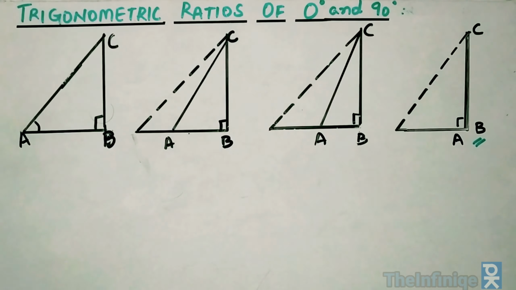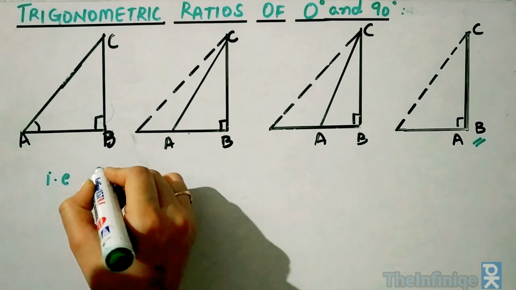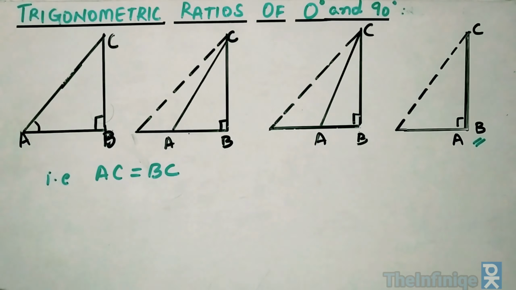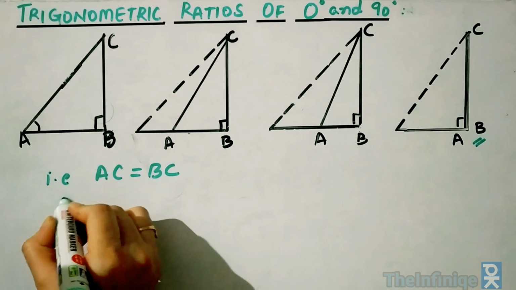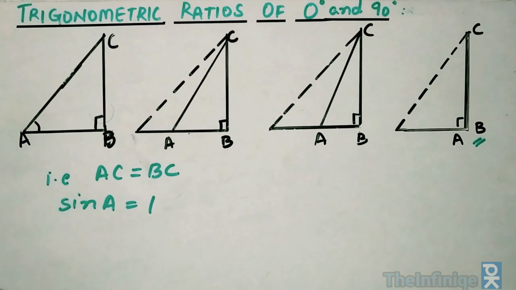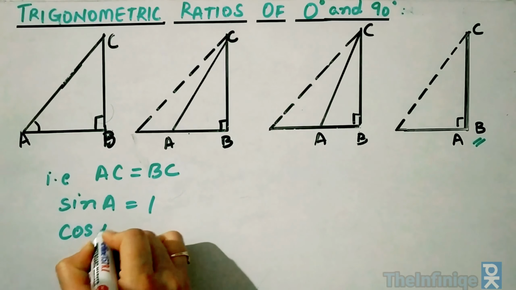So, when angle C is very close to 0 degree, angle A is very close to 90 degree, side AC is nearly the same as side BC. That is, AC is almost equal to side BC. And so, sine A is very close to 1. Also, when A is very close to 90 degree and angle C is very close to 0 degree, the side AB is nearly 0, so cos A is very close to 0.